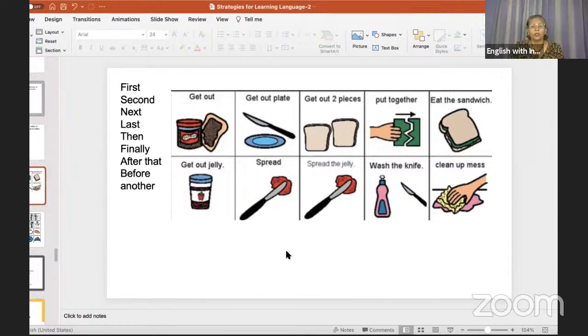Okay, so I hope you know that we are talking about sequential order. And if you see, the words are on the left: first, second, next, last, then, finally, after that, before, another. Now, I don't expect you to use all these sequential words, but you can use maybe 2 or 3 words. It's all up to you how you want to describe in your words how you're going to make a sandwich. Do you want to try? You can start your sentence with first, I will, and then what you're going to do. Tell me.